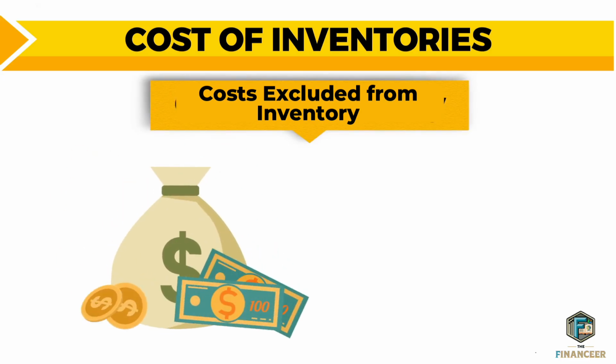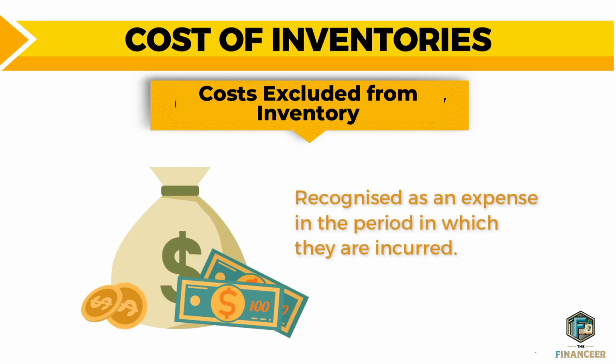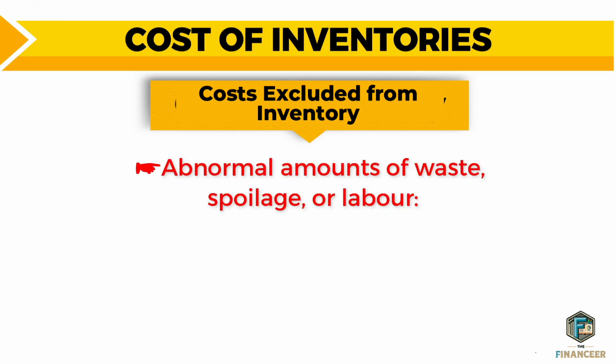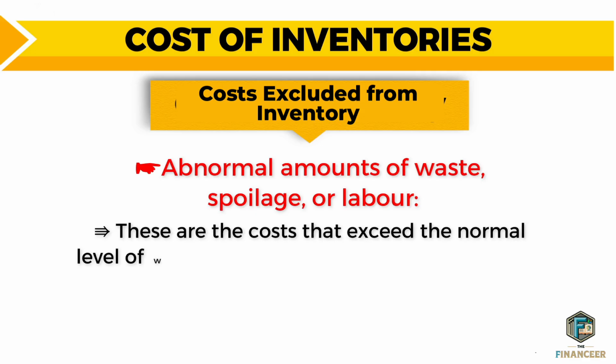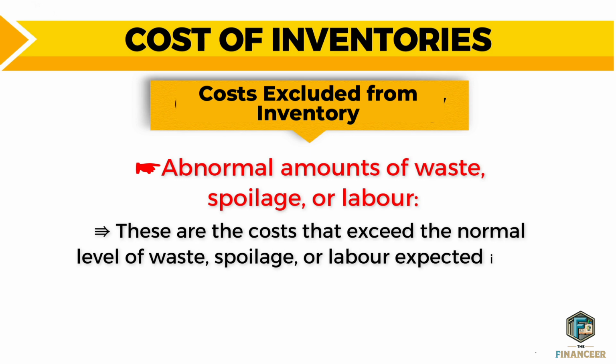However, on the other side, not all costs are included in the cost of the inventories. Some costs are excluded from the cost of the inventories and are recognized as an expense in the period in which they are incurred. These include the following. Number one, abnormal amounts of waste, spoilage, or labor. So look at the word abnormal. Abnormal here means that this exceeds the normal level of waste and spoilage and labor.